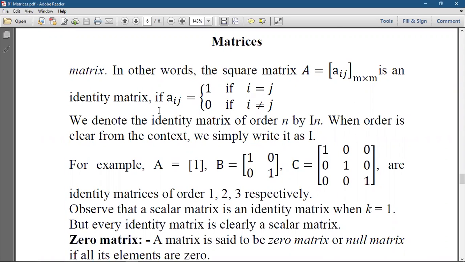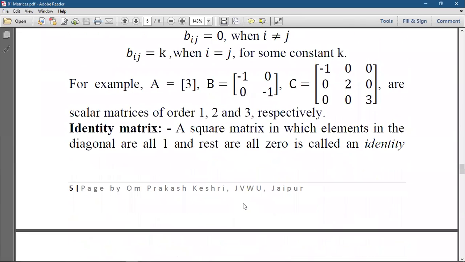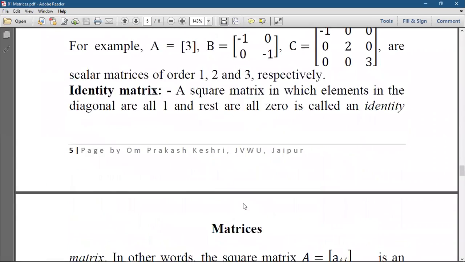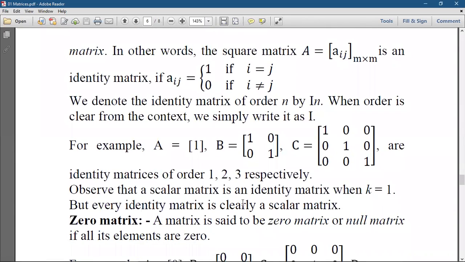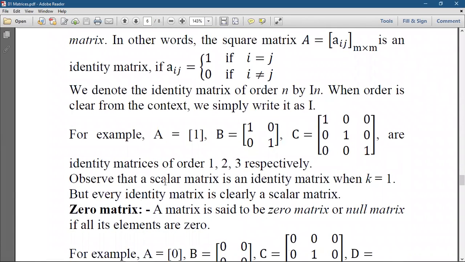Now it is very easy. If i equals j, then Aij equals 1. That means here A equals 1, B equals [1, 0; 0, 1], C equals [1, 0, 0; 0, 1, 0; 0, 0, 1] are identity matrices of order 1, 2, and 3 respectively.